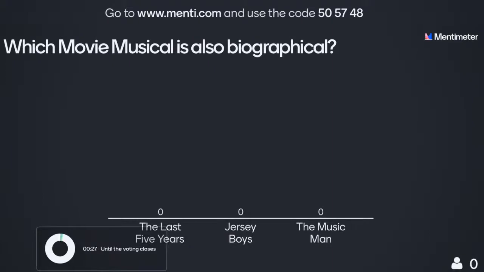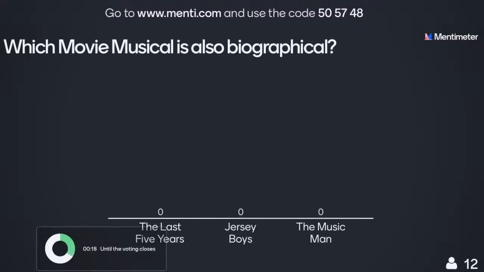But more importantly, let's continue with this quiz. Just remember to answer fast to get more points. Which movie musical is also biographical? Is it The Last 5 Years, Jersey Boys, or The Music Man?